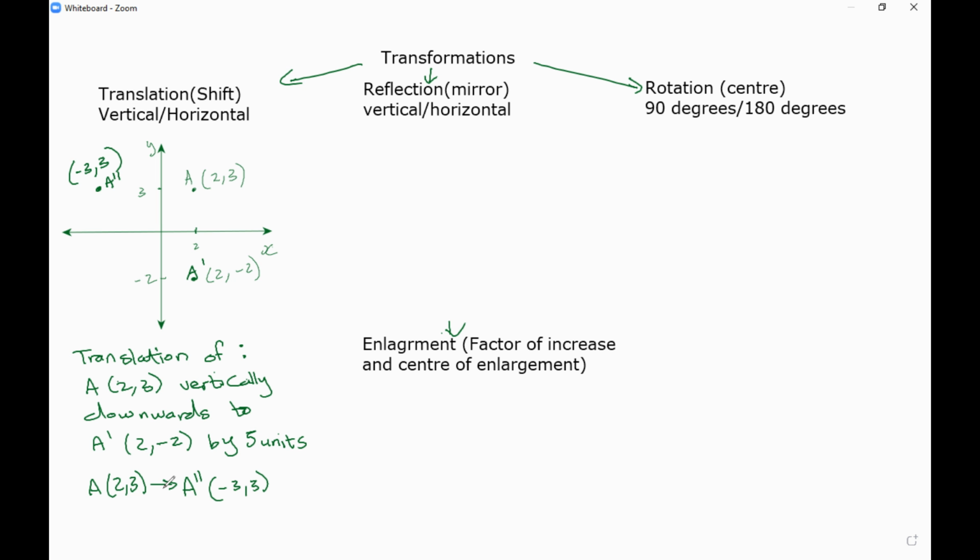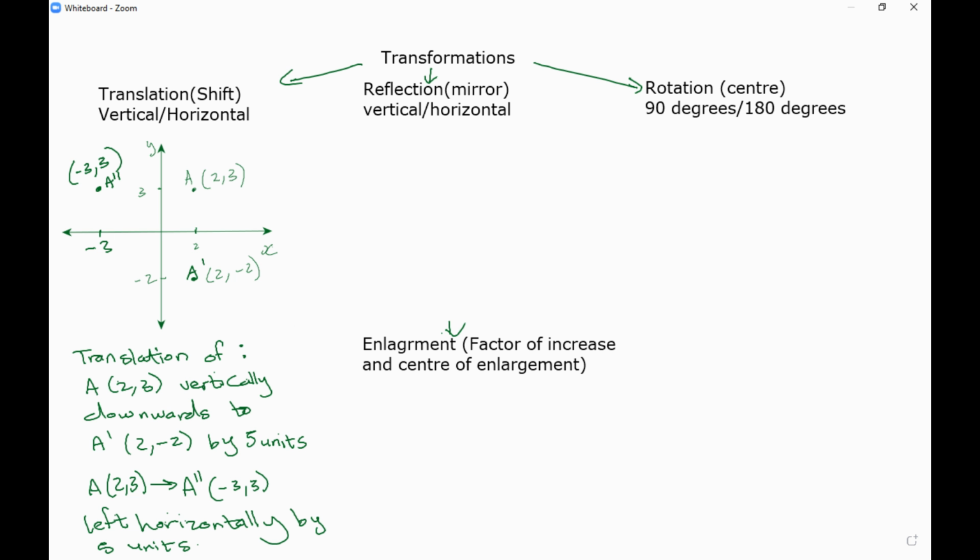And we can also state we're going horizontally left, by how many units? Can you see? Look at the x values. I'm going from 2 to -3. So I'm going 5 units to the left. I can write here by 5 units. And that's a vertical translation. Those are the types of translations. So what have I done? I've done a vertical and horizontal translation.